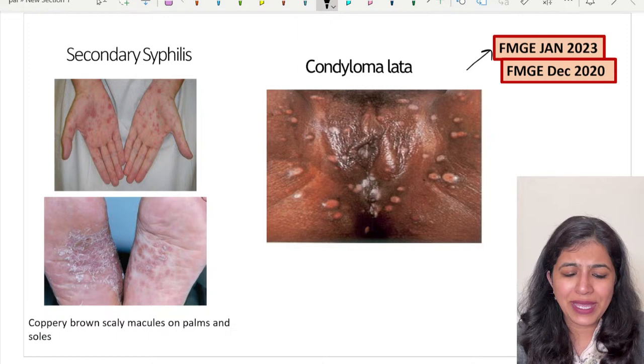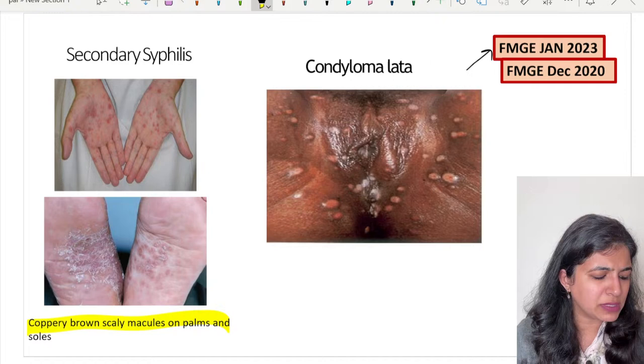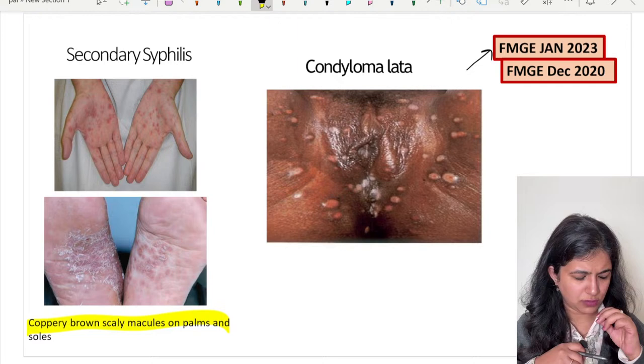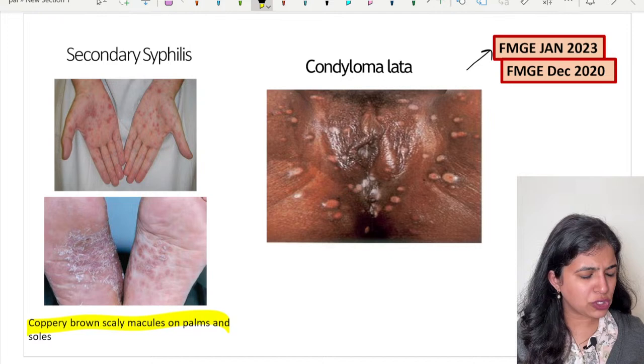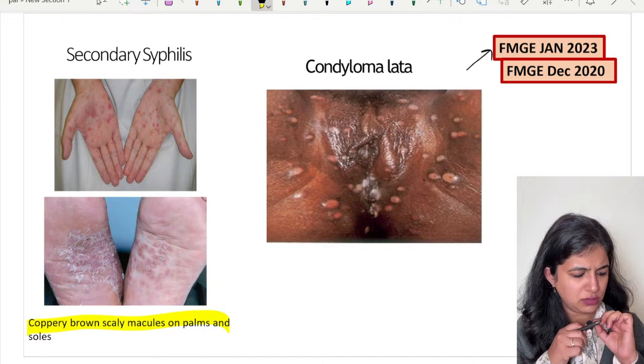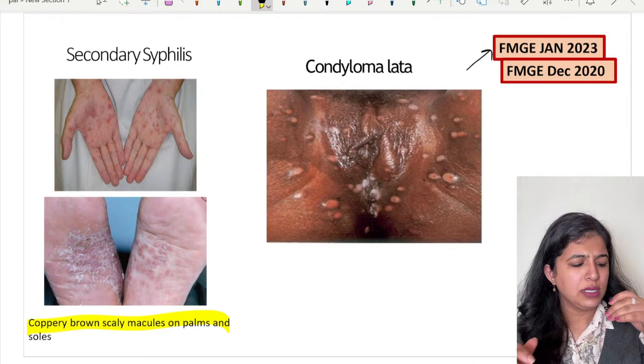So very important. The minute you get this word, coppery brown macules on the palms and soles... Is there an audio issue? Please tell me, I'll try to fix it. Check, check. Is there an audio issue?